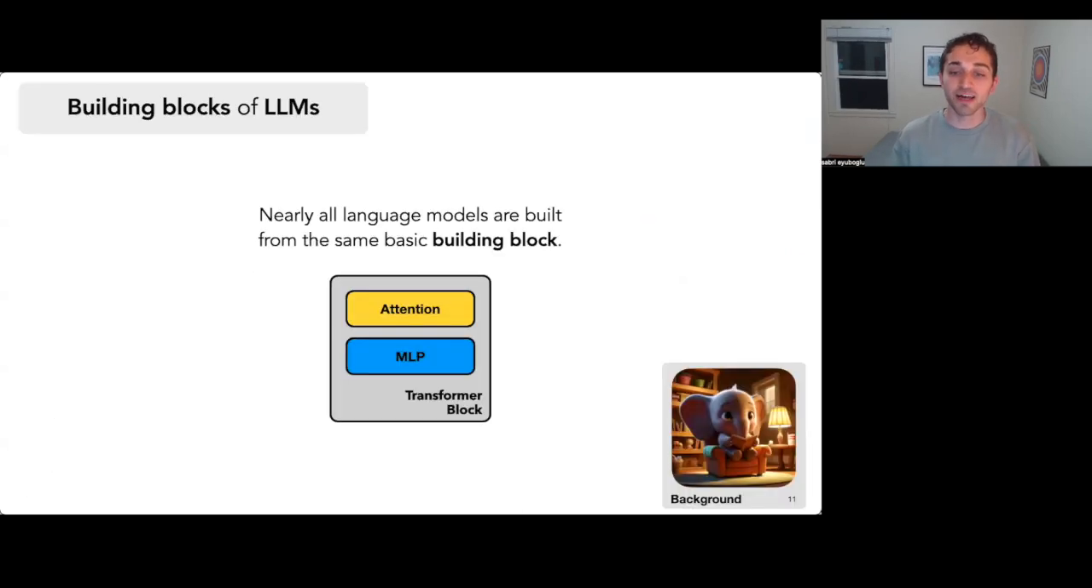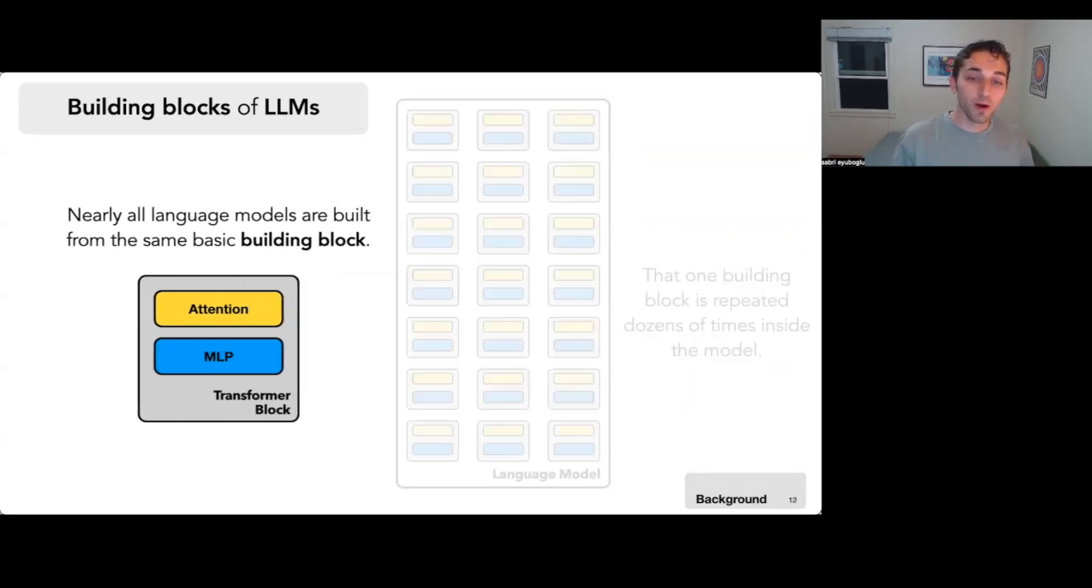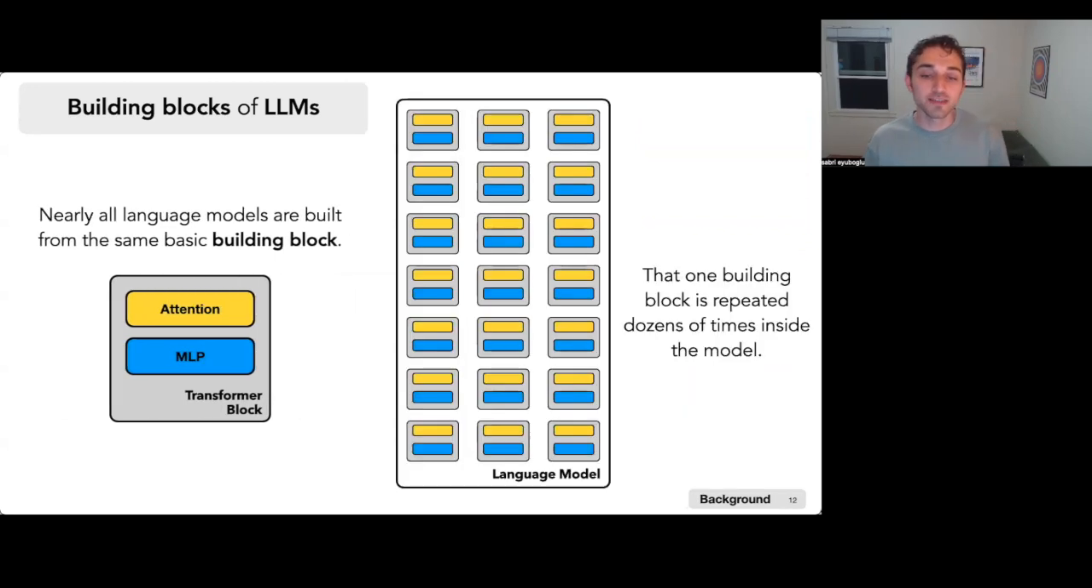All right, let's start by providing some background on these architectures. To do so, we need to discuss the basic building block from which most of today's language models are built. So the transformer block transforms a text representation using two operations, attention followed by an MLP. This one building block is repeated dozens of times inside of the model, and it accounts for basically all of its computational cost. So if we can make this one little building block more efficient, then the whole architecture should run much faster.